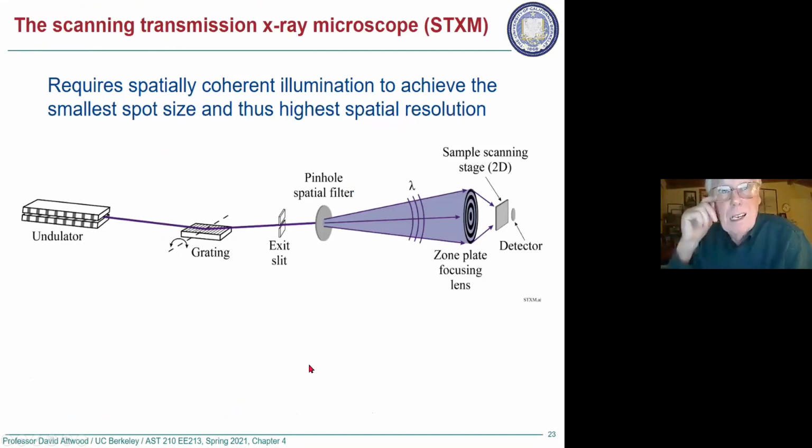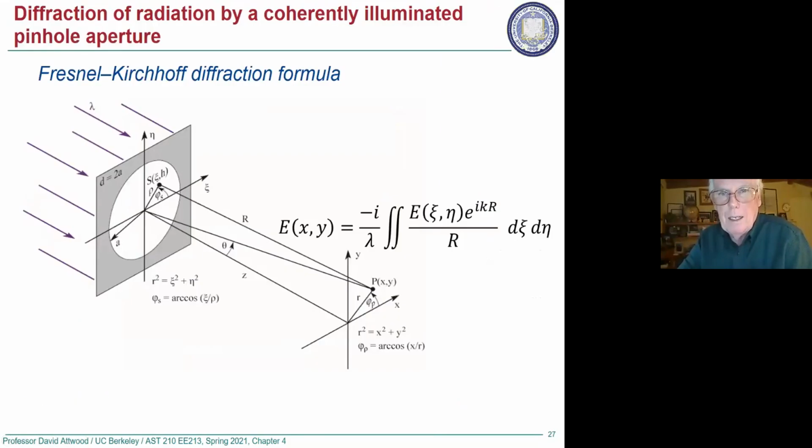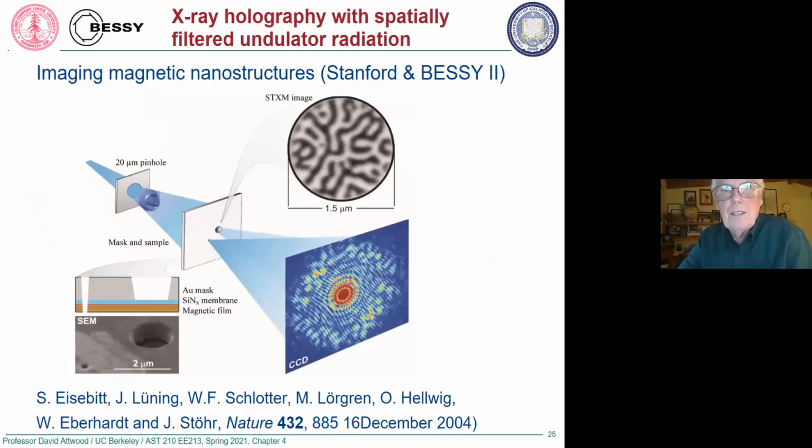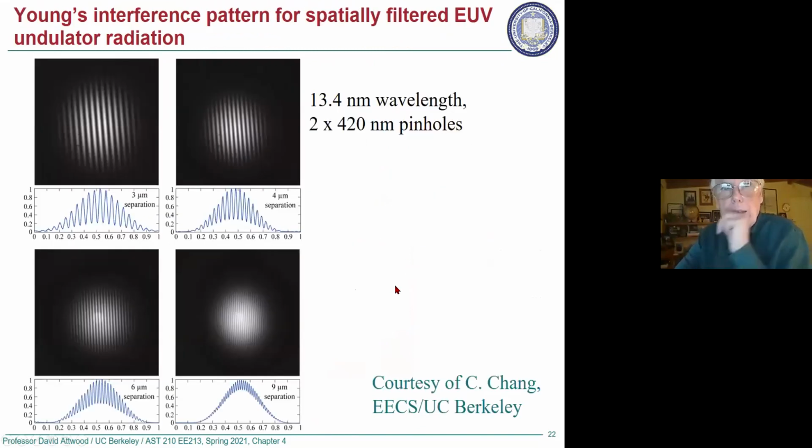So these are applications now. We're 10 minutes away, so I think probably we should stop now. This is going to be some applications of this spatially coherent radiation. Yes, making holograms, X-ray holograms have been made, and some other things that I want to tell you about briefly. This is about how a scanning transmission X-ray microscope works, but I'll leave that for next time.